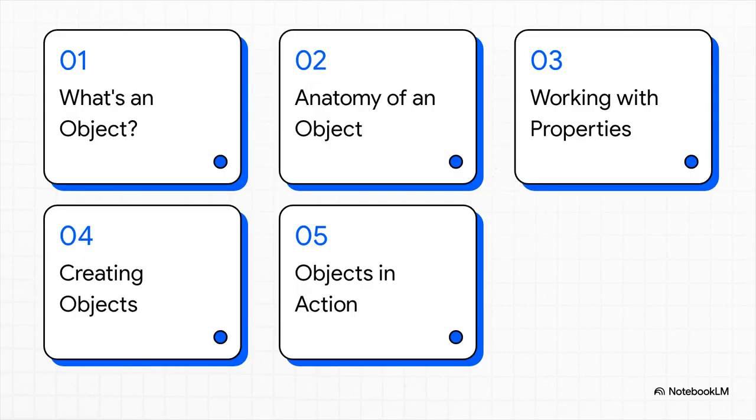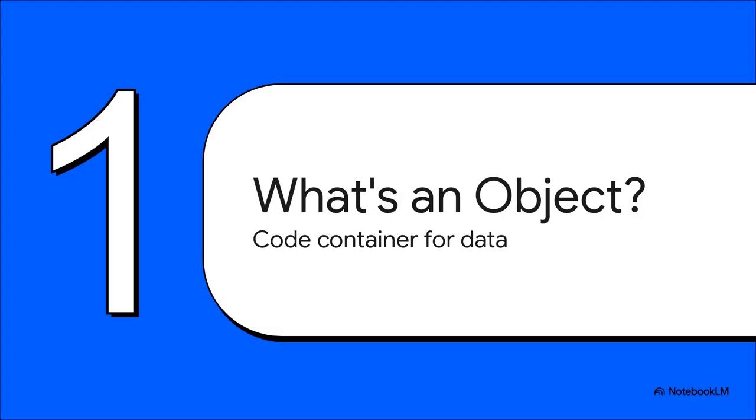And here's our game plan. First, we'll nail down what an object actually is. Then, we're going to crack one open and see what it's made of. After that, we'll get hands-on, learning how to work with its data, see how they're built, and finally, we'll put it all together to see them in action. Let's dive in. Okay, first things first, what is an object?